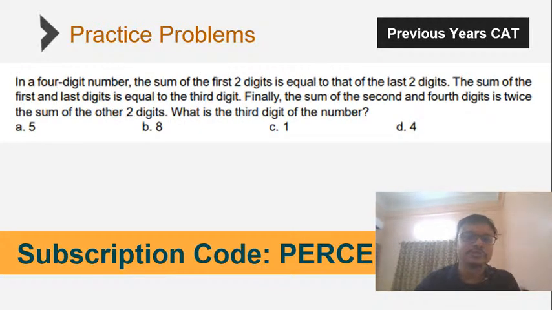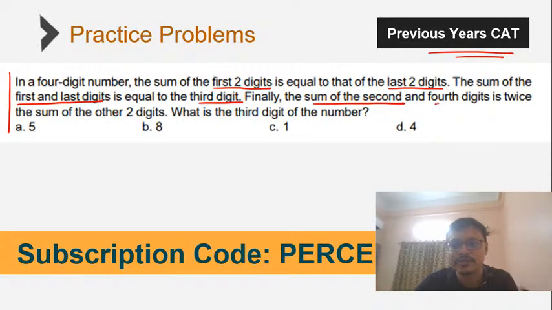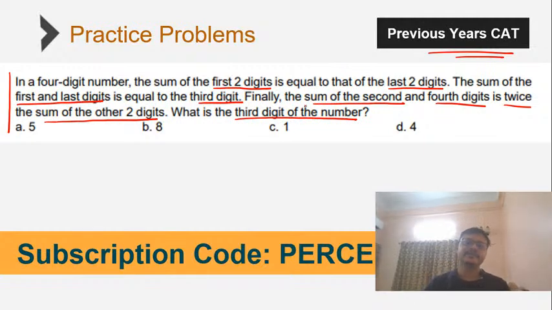Let's move on to the next one. So this is a question on numbers. And all of these are previous year CAT questions. In a 4-digit number, the sum of the first 2 digits is equal to that of the last 2 digits. The sum of the first and last digits is equal to the third digit. Finally, the sum of the second and fourth digit is twice the sum of the other 2 digits. What is the third digit of the number?